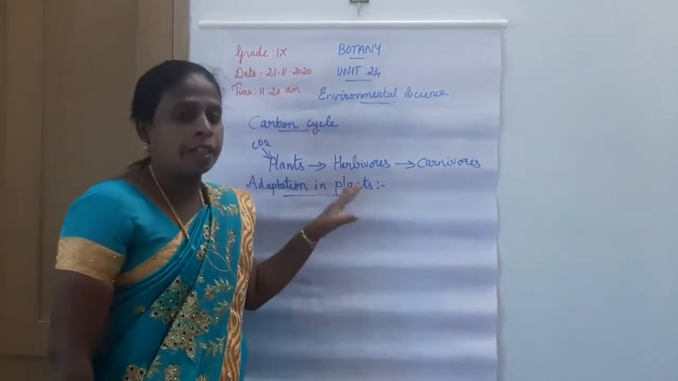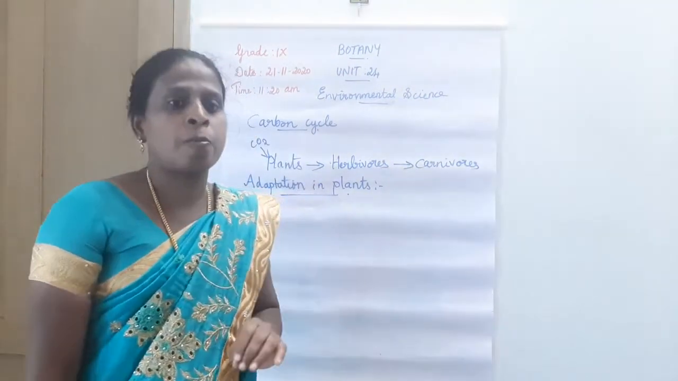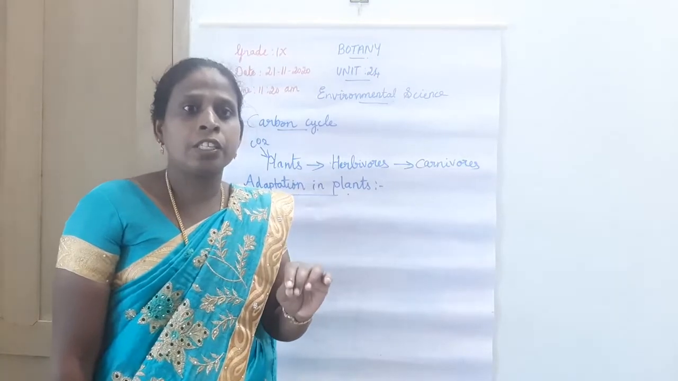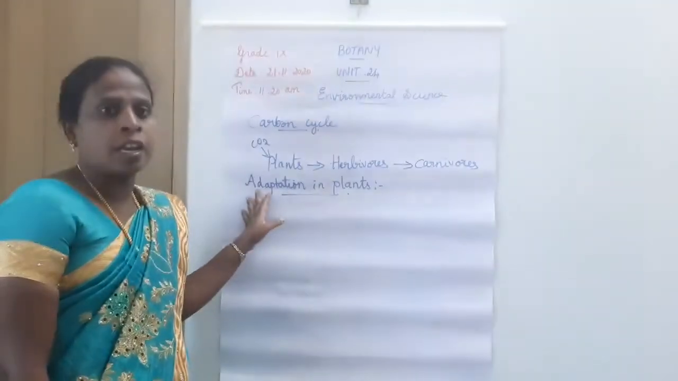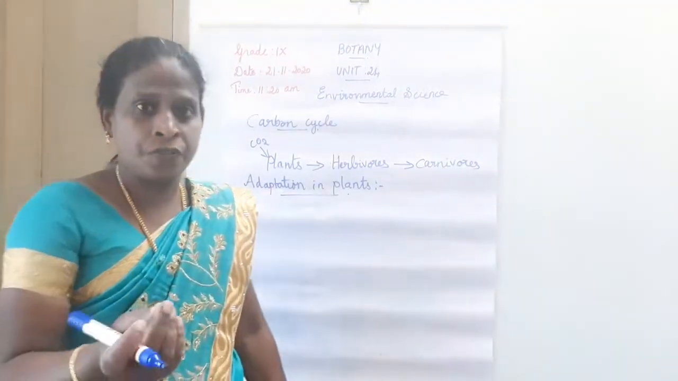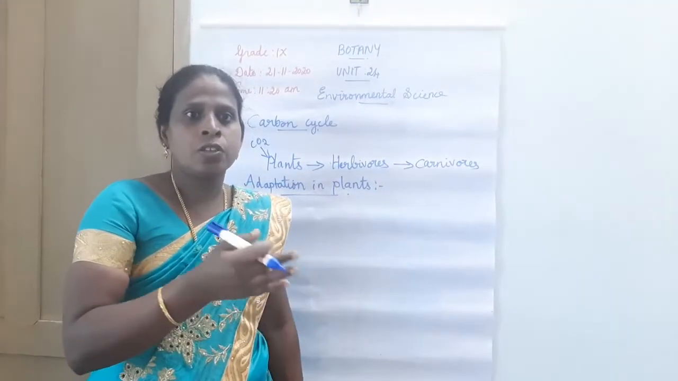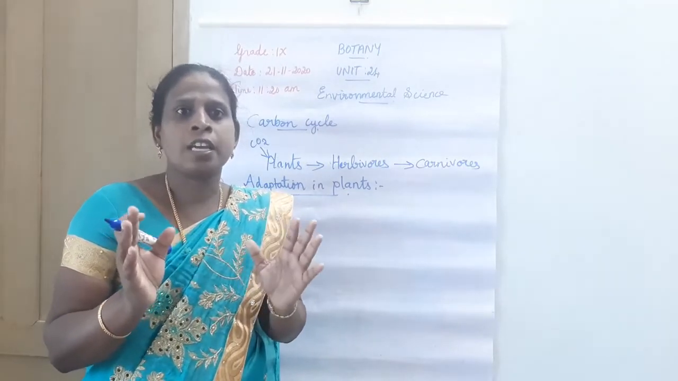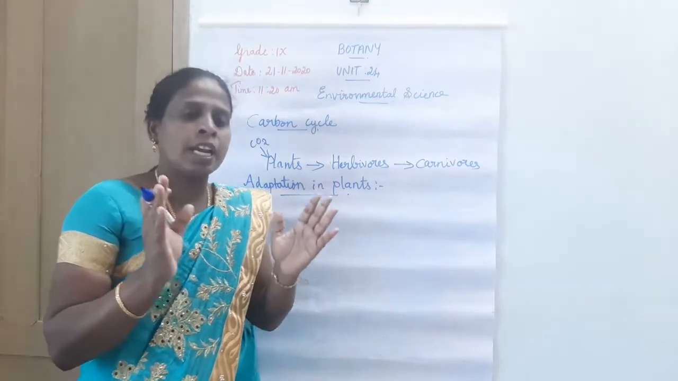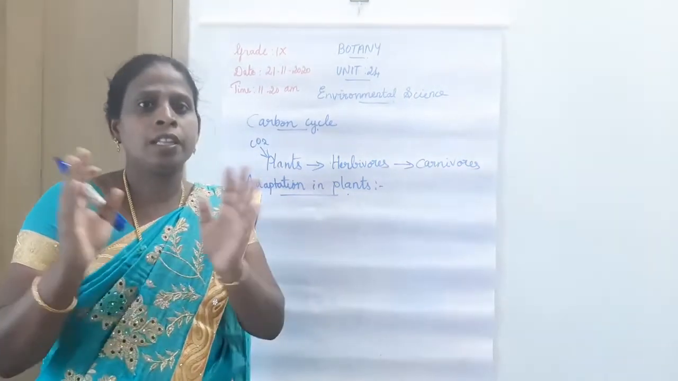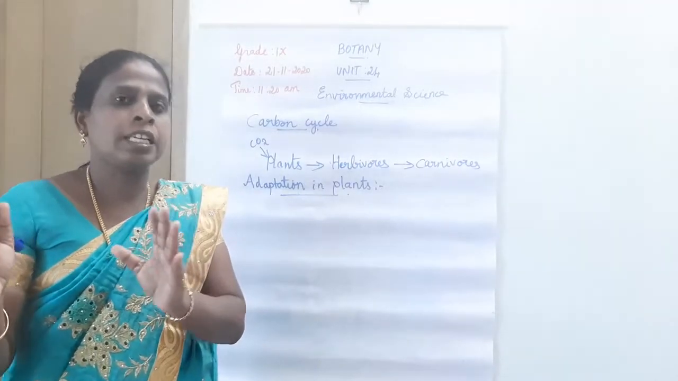Adaptation in plants. First, let us know what adaptation is. Any feature of an organism or its parts that enables it to exist under the conditions of its habitat is called adaptation. For example, a fish can live only in water. It cannot live on land. Based on that, their body structure and features have changed.